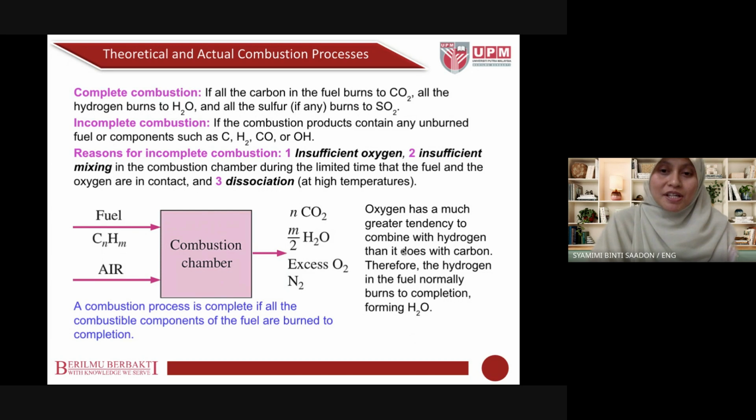This is just an extra note. Oxygen tends to combine with hydrogen rather than with carbon. Therefore, normally H2O is formed first, so it leaves the carbon or carbon monoxide that is unburned.